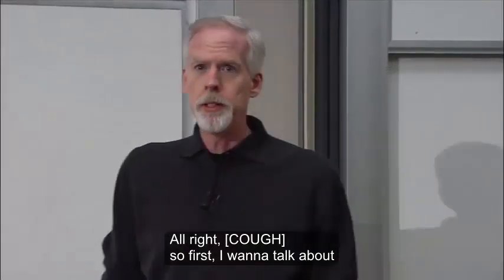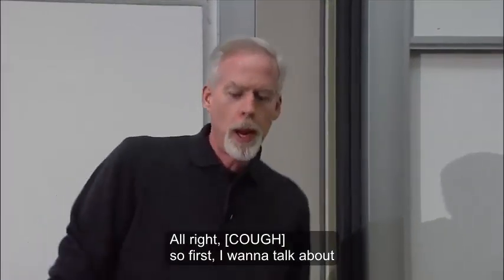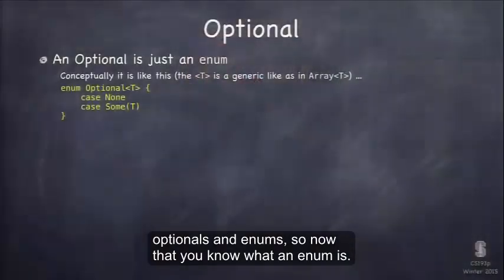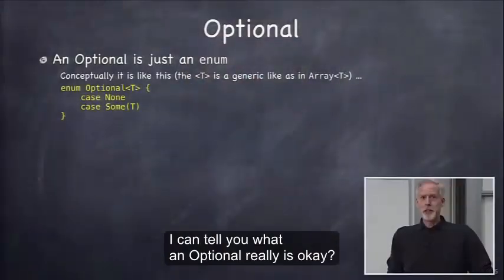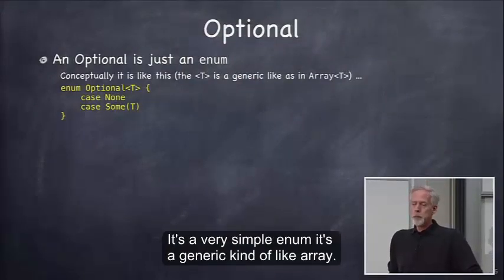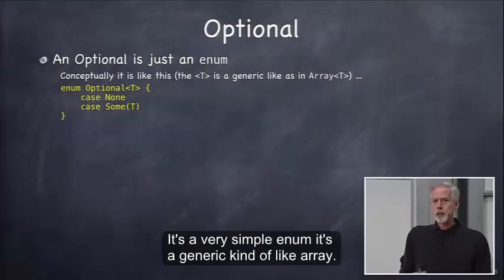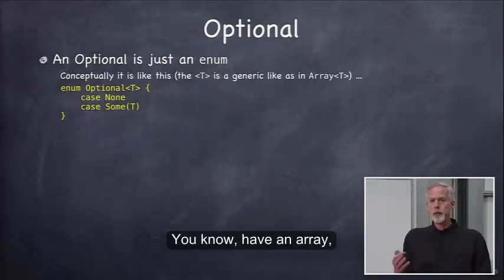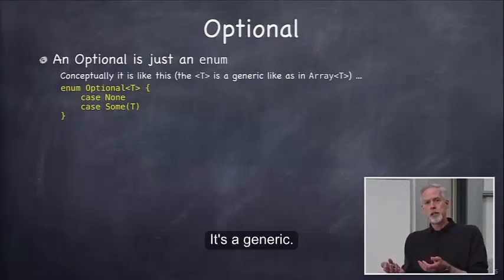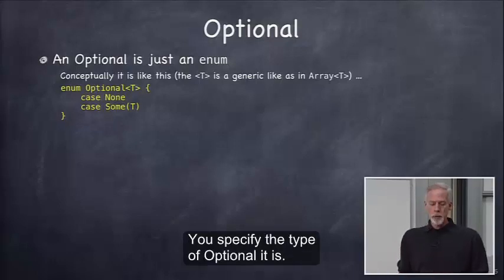All right, so first I want to talk about optionals and enums. So now that you know what an enum is, I can tell you what an optional really is. Okay, an optional is just an enum. It's a very simple enum. It's a generic, kind of like array. You know how with an array, you specify the type of thing in it. Optional is exactly the same. Okay, it's a generic. You specify the type of optional it is.